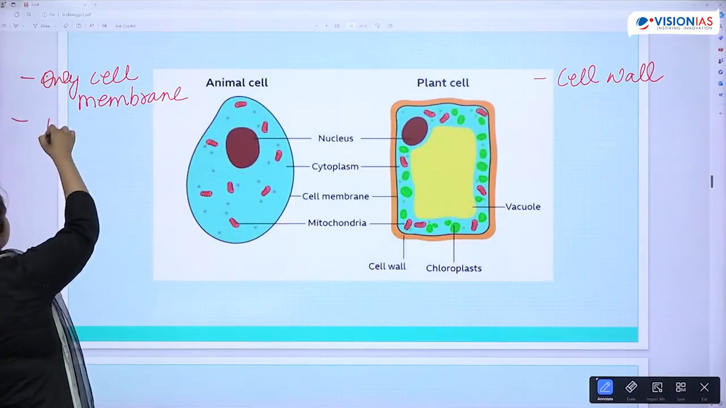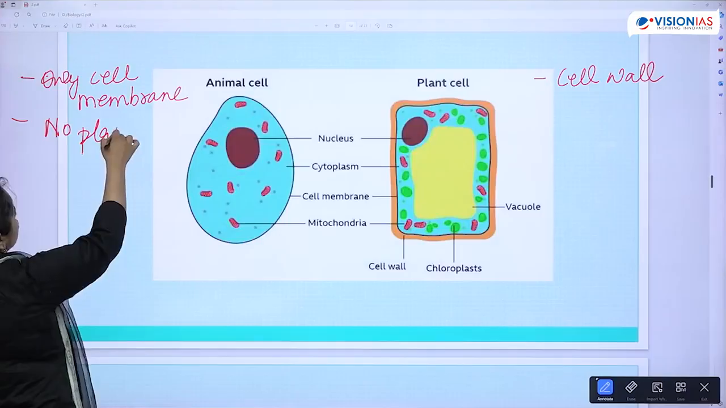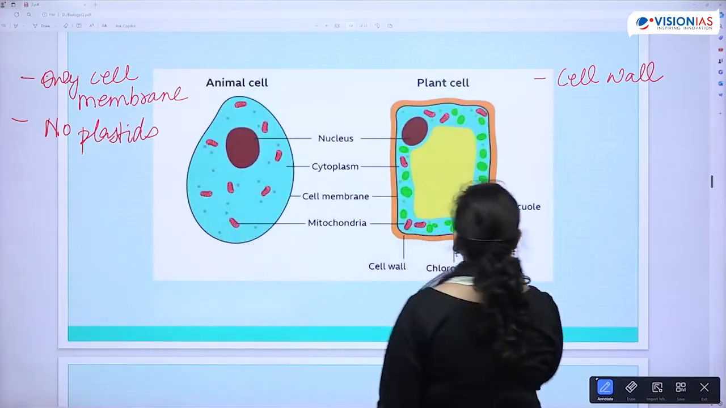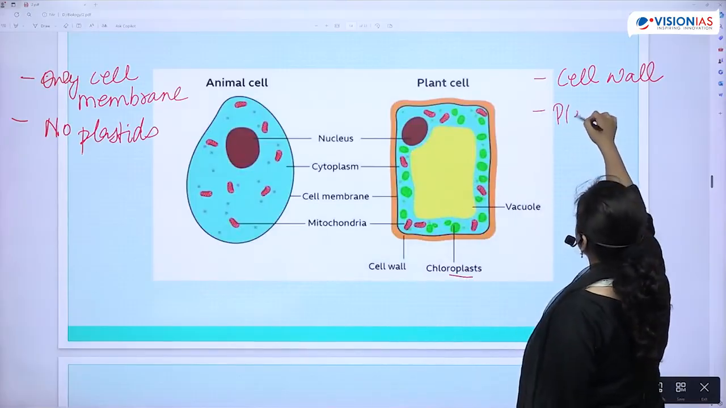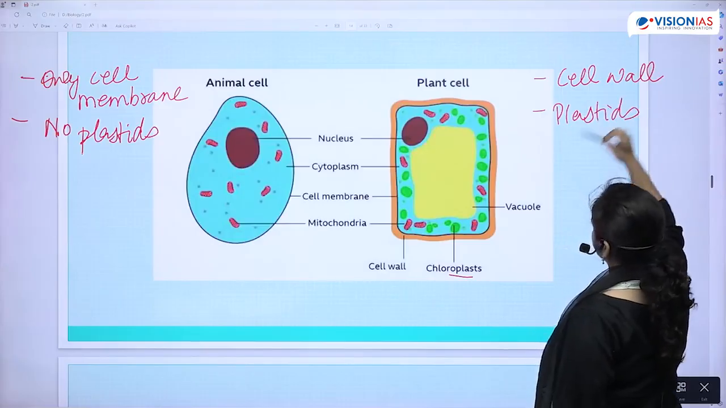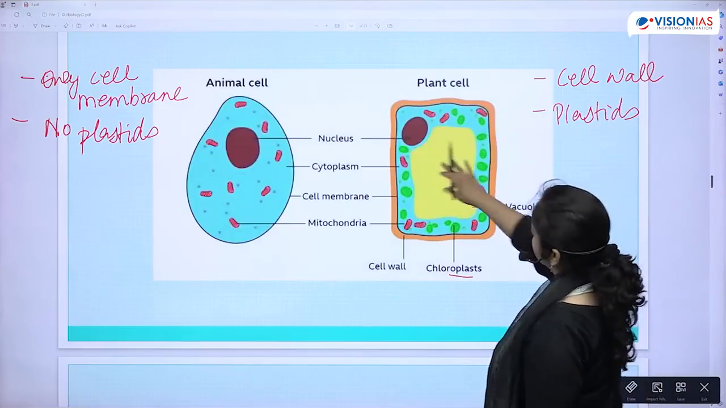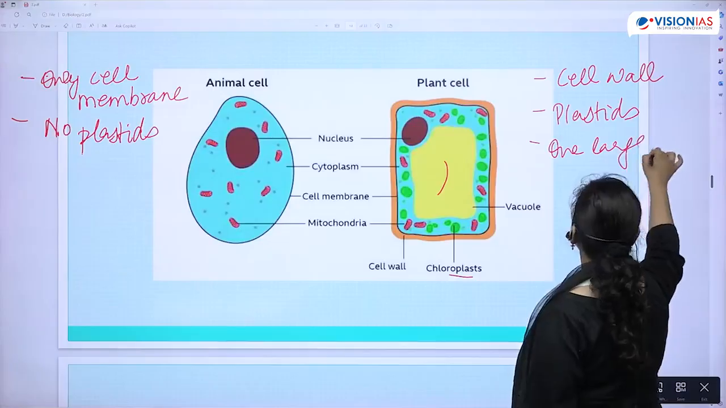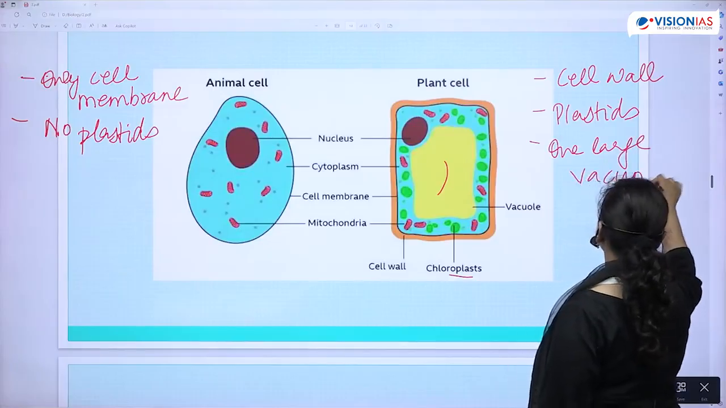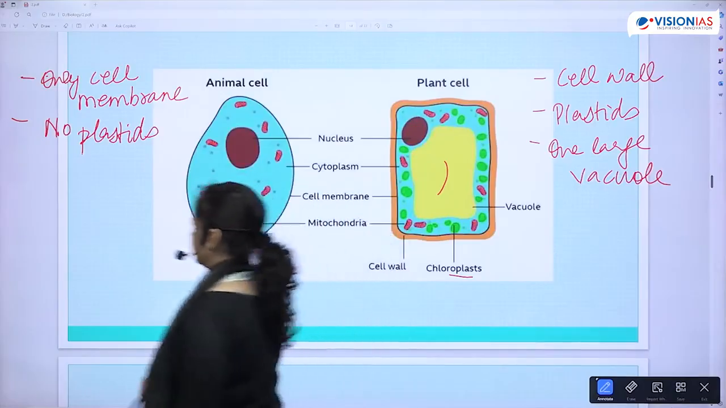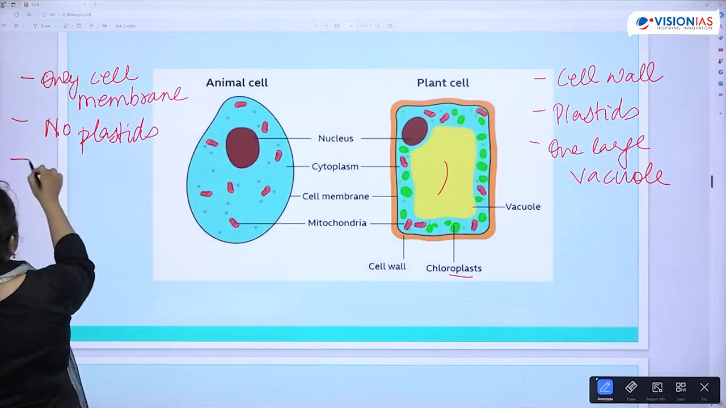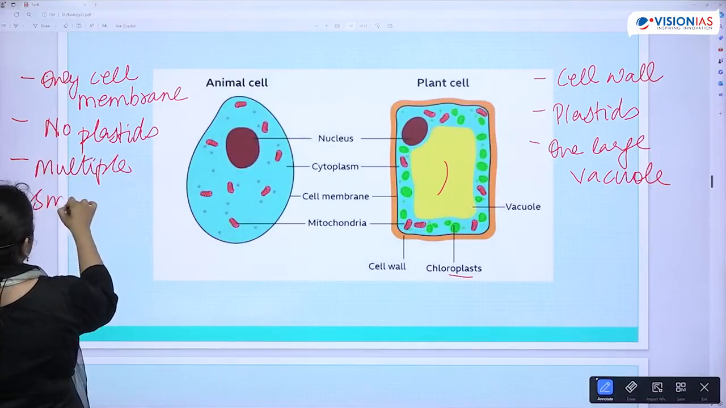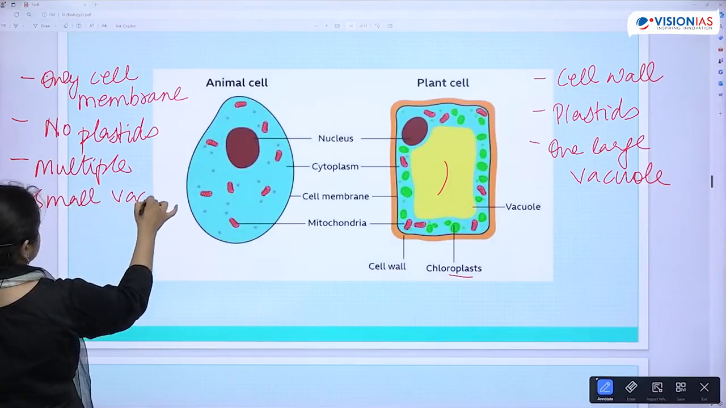Plastids. Animal cells, no plastids. यहाँ पे they've shown chloroplasts. So plastids are present. Vacuoles. Okay, so this is this one large vacuole. So one large vacuole. Yes. And animal cells में multiple small vacuoles. Please keep writing all this.